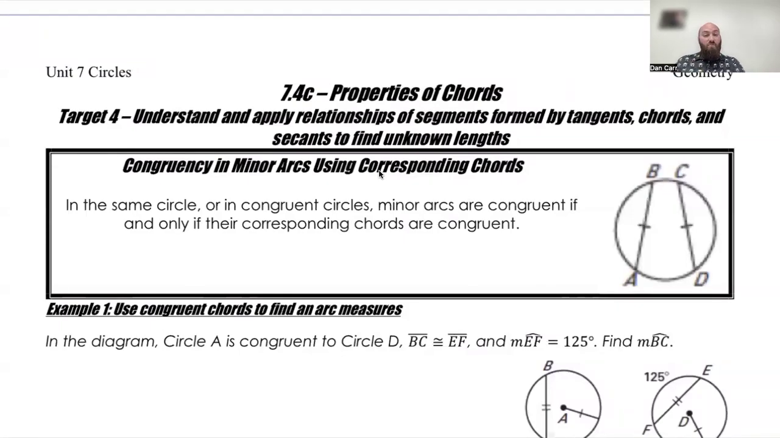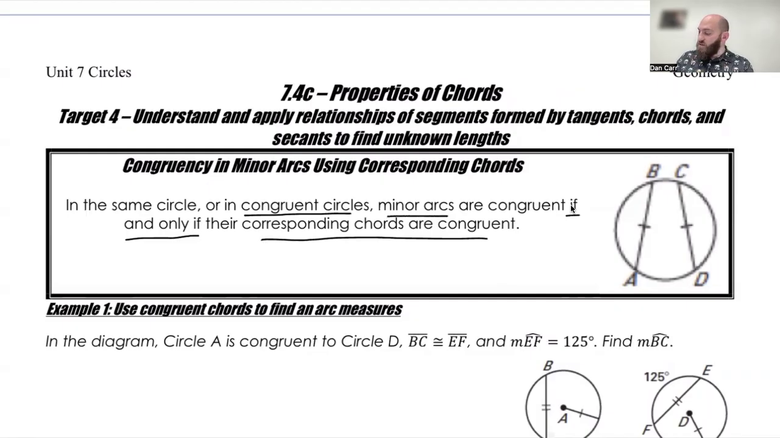Today we're going to be looking at 7.4c. We're looking at properties of chords. So we have a variety of relationships that occur when we analyze the chords within a triangle or triangle within a circle. The first one is: in the same circle or in congruent circles, minor arcs are congruent if and only if their corresponding chords are congruent.